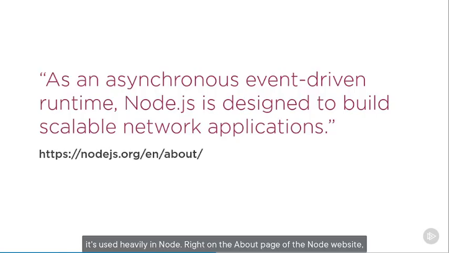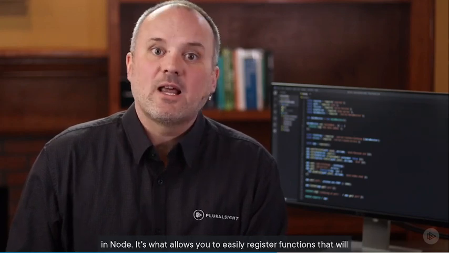Right on the About page of the Node website, we're told that as an asynchronous event-driven runtime, Node.js is designed to build scalable network applications. The built-in event emitter class is what makes event-driven code possible in Node. It's what allows you to easily register functions that will execute in response to events, as well as create your own classes that emit events other code can respond to.